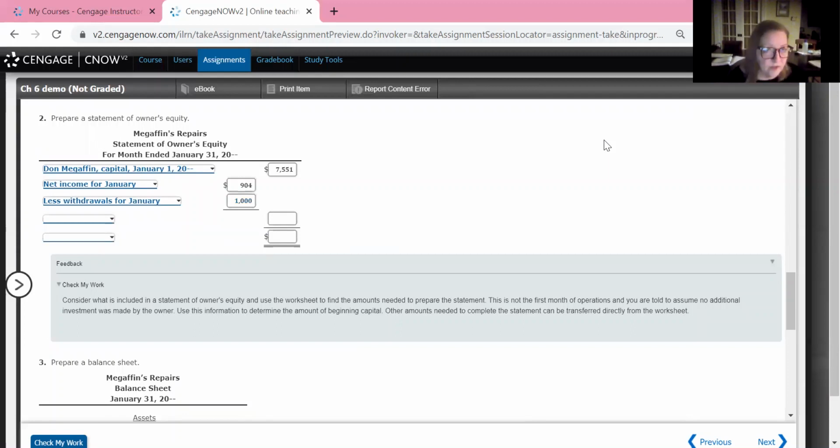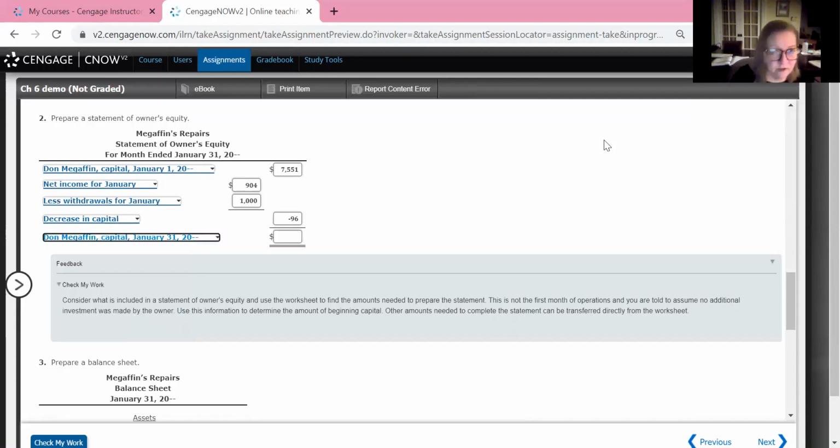Uh-oh, he pulled out more than he made that month, didn't he? So I'm going to take the profit of 904 and subtract $1,000 from it. That means he decreases equity by $96. So I'm actually going to put a negative 96 here, and say that is a decrease in capital. That's going to leave me with his ending capital on January 31st, which is 7,551 minus 96. Now there's a chance they're going to give me a glitch for putting that negative there, because some of the programs don't want the negative since the word decrease is already over there. But I think this one wants me to, so I'm just going to try it.